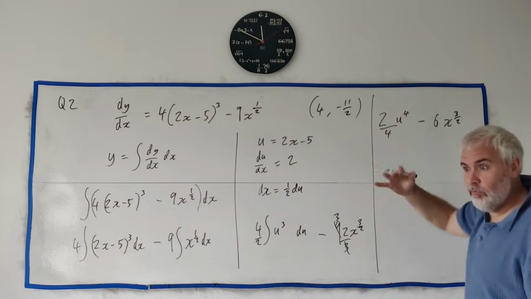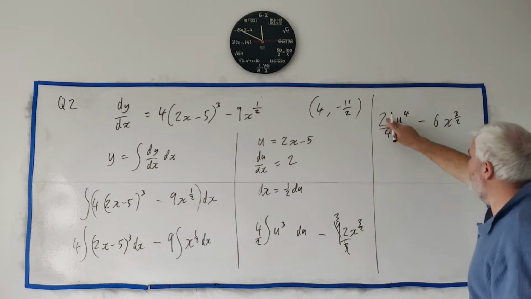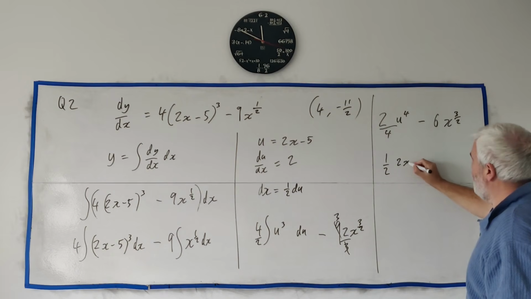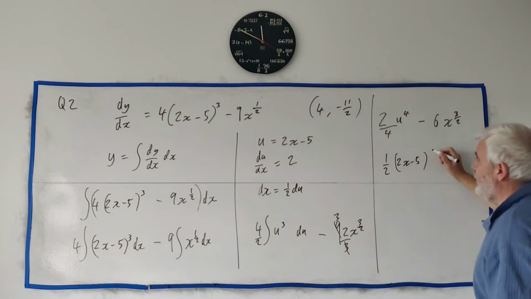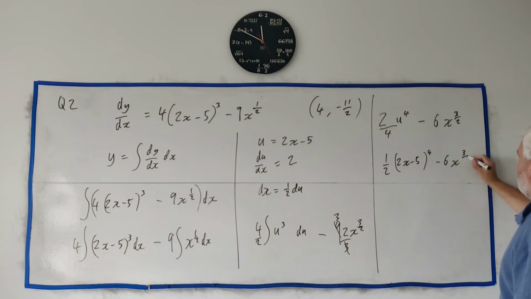But remember, we made that up. Let's replace it back. Let's put it back to what it originally was. 2 and 4 go in half. That becomes (2x - 5)^4 minus 6x^(3/2).